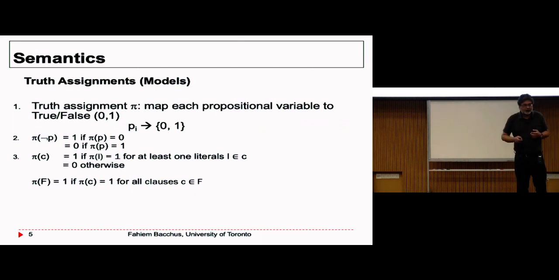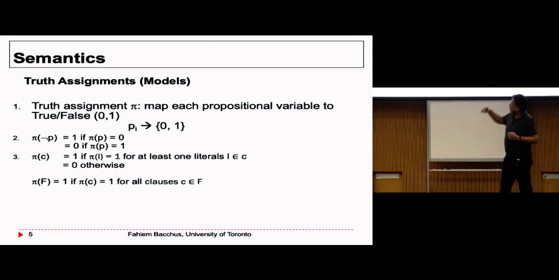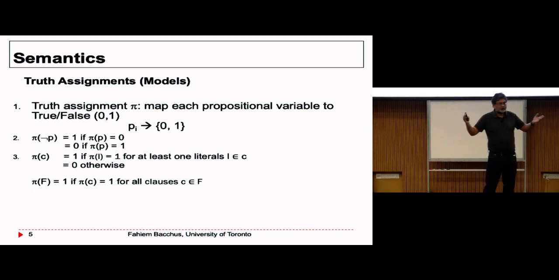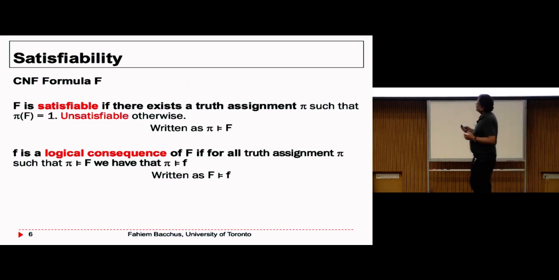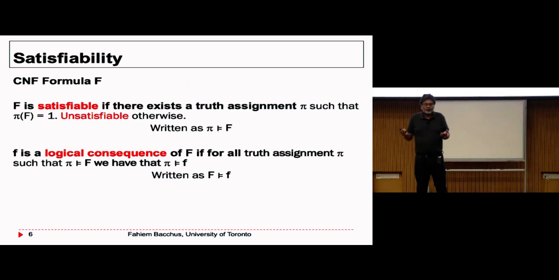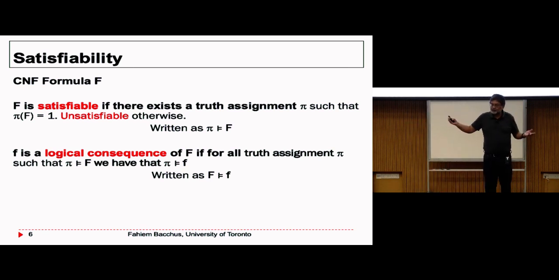And you know about truth assignments too, I'm sure. You can assign true or false to a propositional variable, and the negation of that propositional variable gets the opposite truth value. A clause is satisfied if at least one of its literals is satisfied, in other words, has the truth value 1. And the formula is satisfied if every clause has the truth value 1. So you say that a CNF is satisfiable if there exists a truth assignment, in other words, an assignment of true-false to the propositional variables, that satisfies all of the clauses.